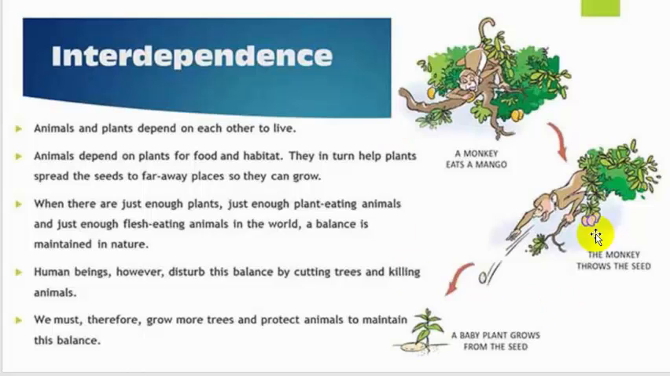Like this in this picture. A monkey eats a mango. The monkey throws the seed. A baby plant grows from the seed.